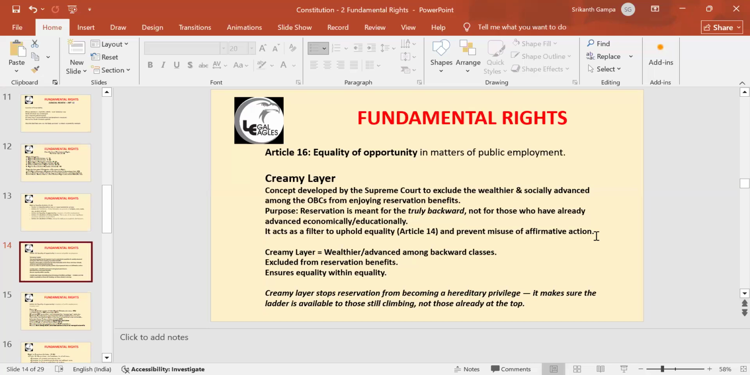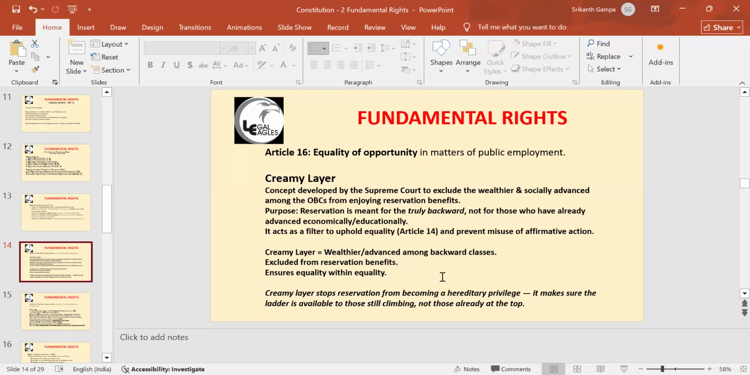Reservation is meant for the truly backward, not for those who have already advanced economically and educationally. They might have taken the benefit of reservation earlier and are now comfortable. So let the benefit be given to the really deserving people. The creamy layer concept is brought for that purpose, where wealthier and advanced among backward classes should be excluded from reservation benefits. It ensures equality within equality. It should go to those who are really deserving, not people who are already wealthier or who have already taken advantage and grown in their careers. And this is basically applied for OBCs only.